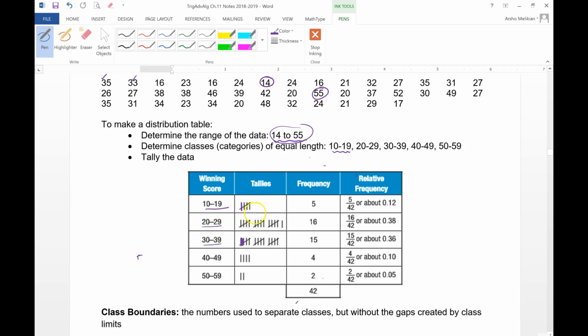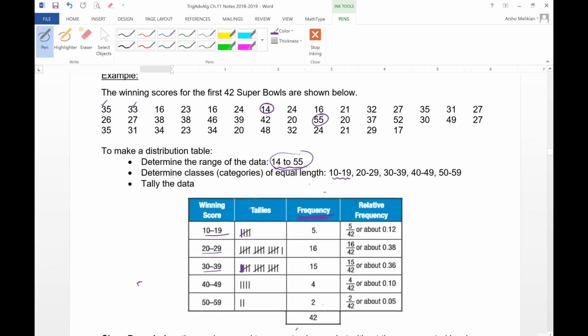At the end of the day, you have tallied how many scores are between 10 and 19, how many from 20 to 29, and so on. Then, this is called the frequency. You count your tallies, so 5, 16, 15, 4, and 2. This should be the same number as you have data. This was the first 42 Super Bowls, so there are 42 scores. That column should add up to 42. Do you see what we did? Okay.